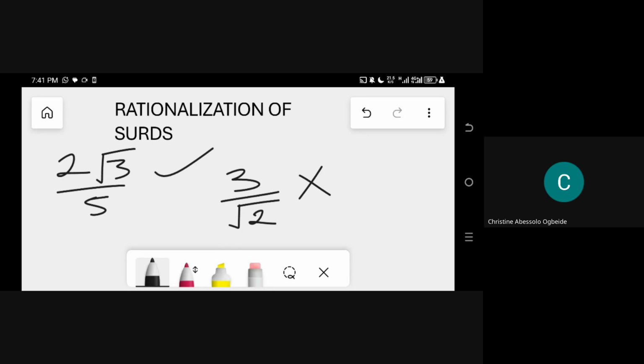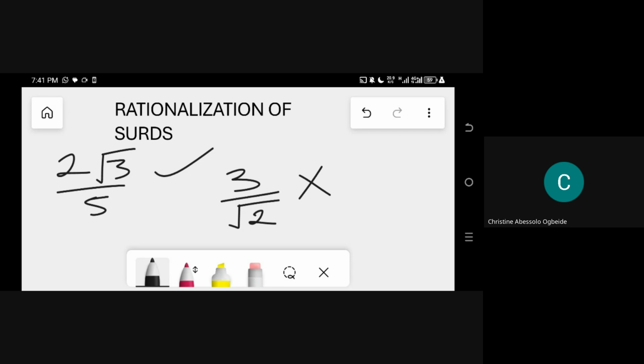2 root 3 over 5, that's okay. There is no surd at the denominator. But you see this other fraction, 3 over root 2. It is irrational. It means that it is not proper.